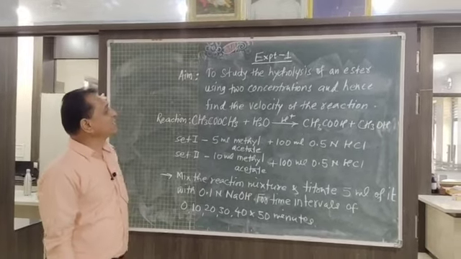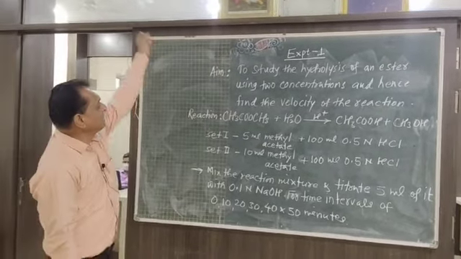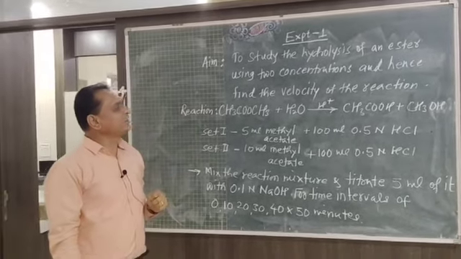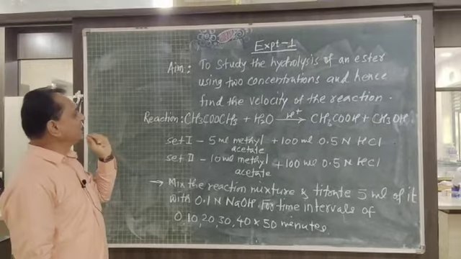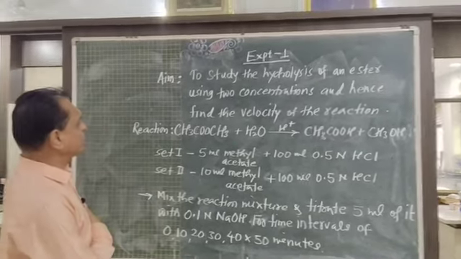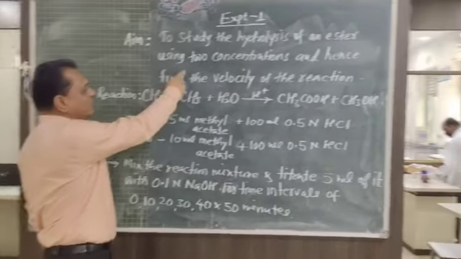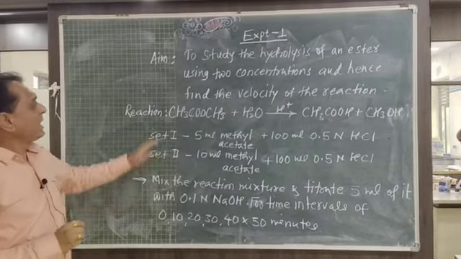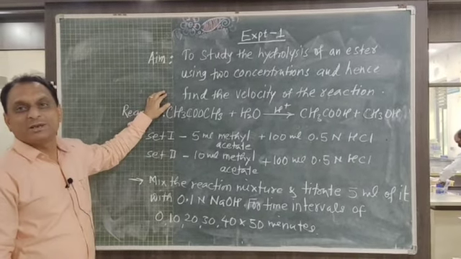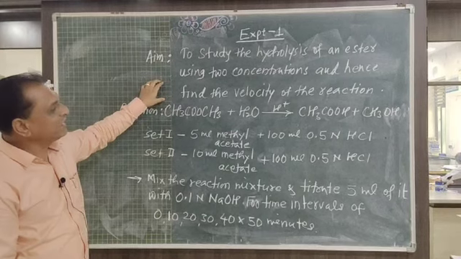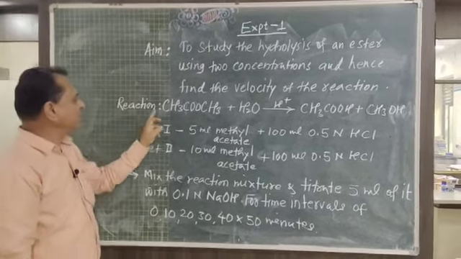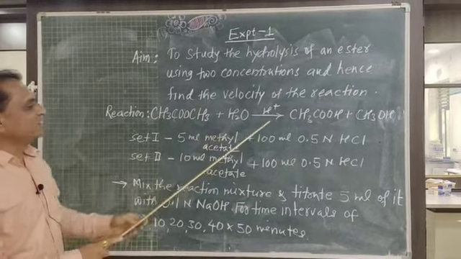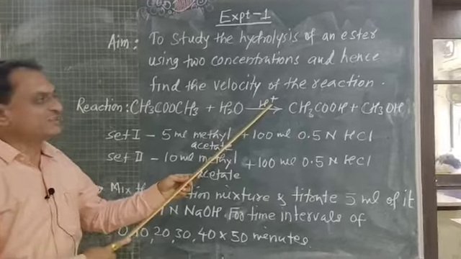Now in this particular presentation, I am going to explain the theoretical background of your first experiment. The aim of the experiment is to study the hydrolysis of ester using two concentrations and hence find out the velocity of a reaction. This particular experiment is from chemical kinetics, and the reaction under observation is represented as methyl acetate plus H2O, water, which is catalyzed by acid, that is H plus ion.